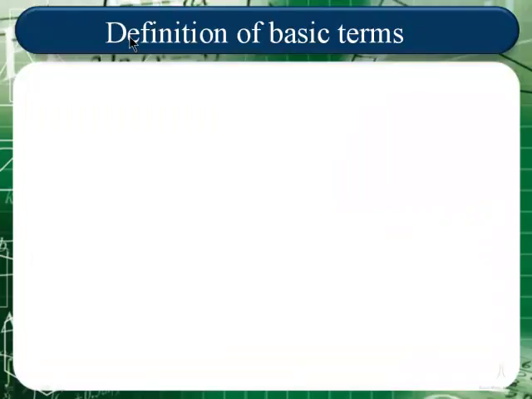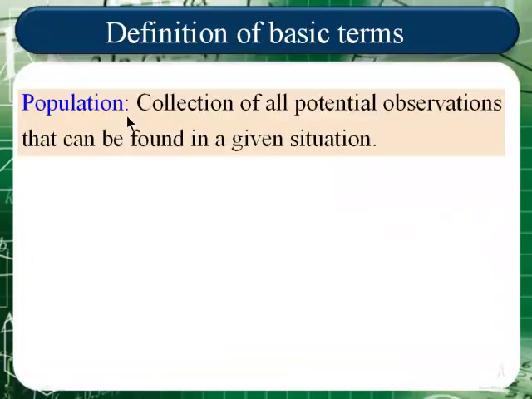Let us look at a definition of some basic terms. We often speak about a population, which is a collection of all potential observations that can be found in a given situation. Like if you conduct a survey in a particular school, then you must ask this question to all the learners in the school, which is often not possible because for some reason some of them will not be there on a daily basis.